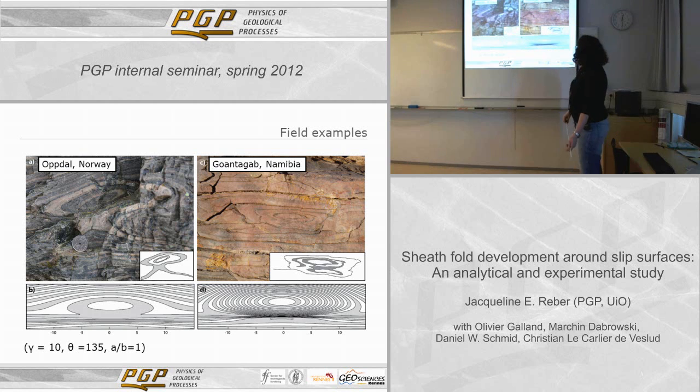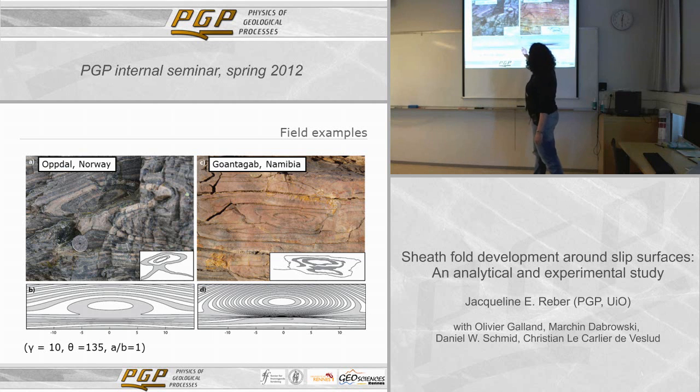Now, how does our model compare with nature? That's the sheath fold from Opdahl. And if we, for example, follow this pinkish layer, we see that it comes from a horizontal position. It closes all the way and goes into horizontal again. And that's a little bit similar to what this gray layer here is doing. So it comes from a horizontal position, it closes and goes into horizontal.